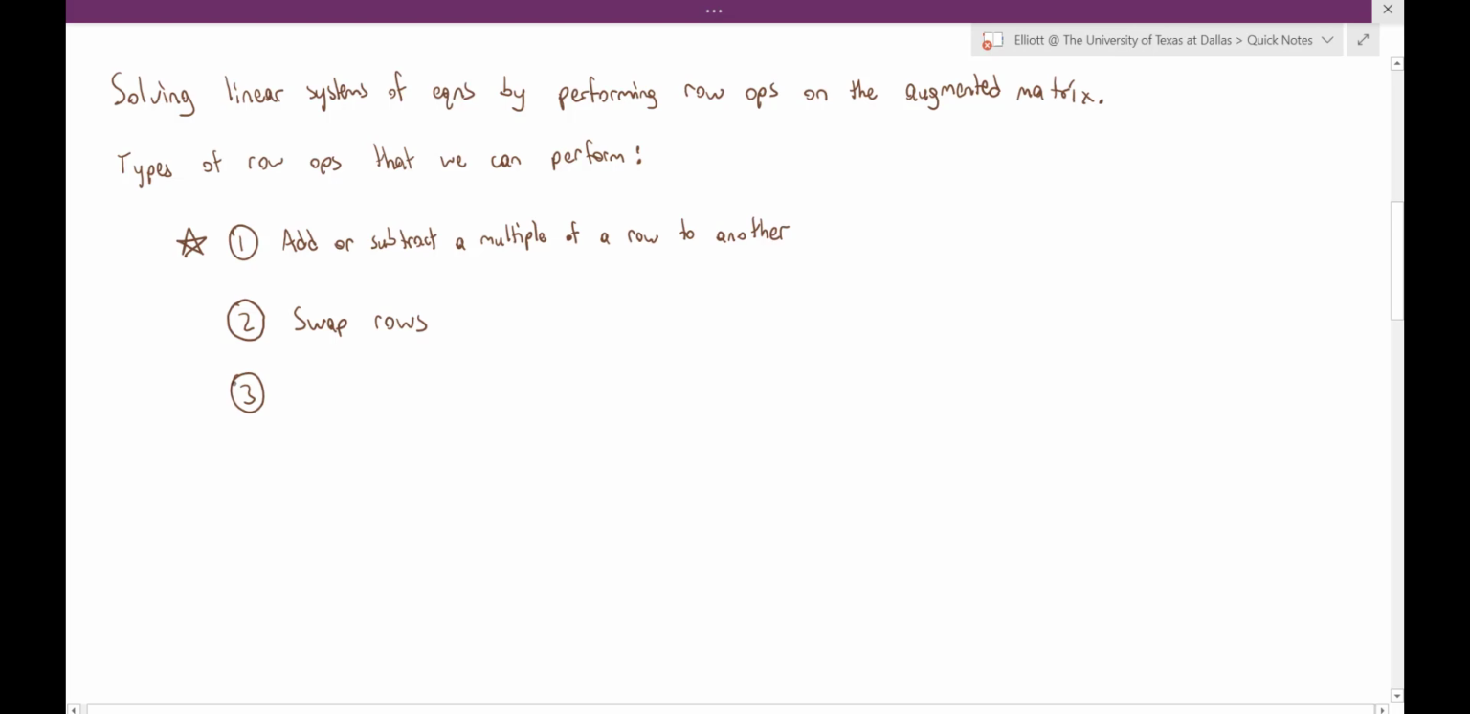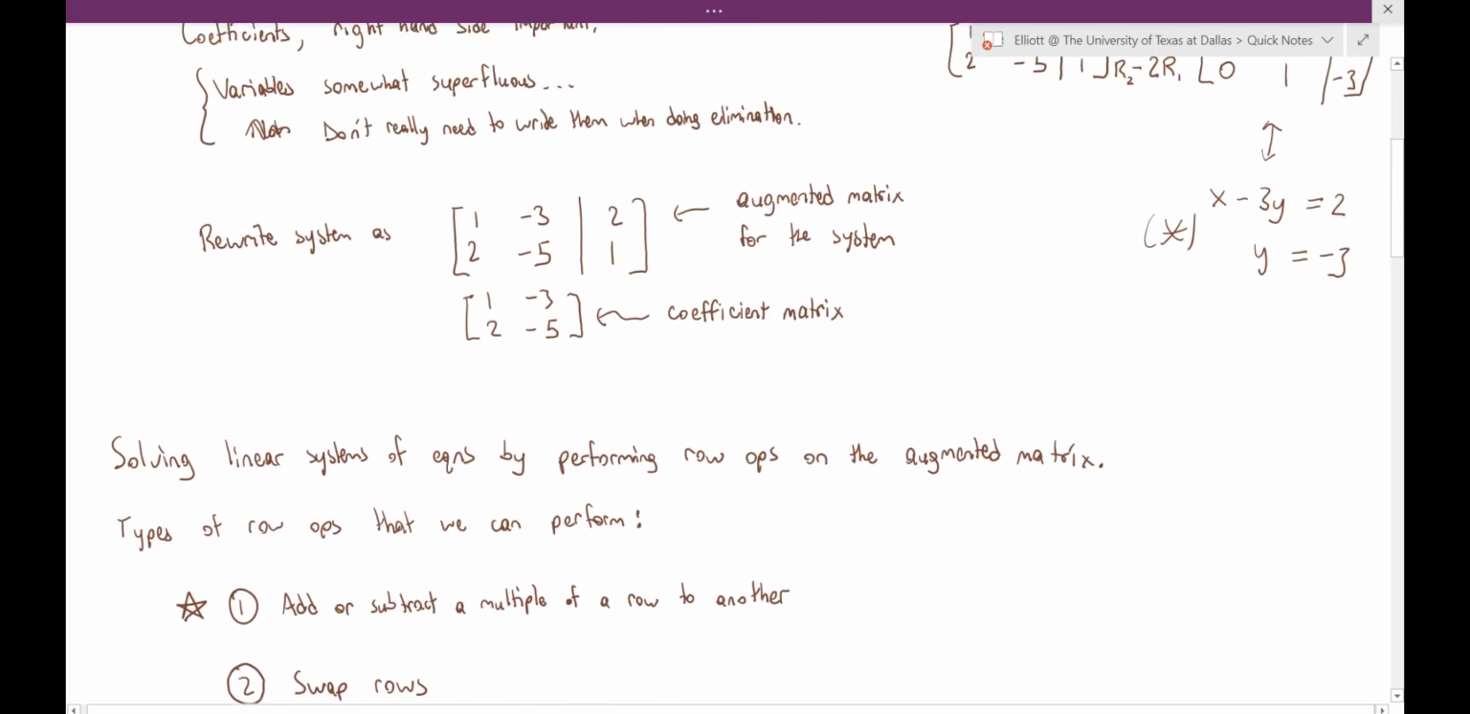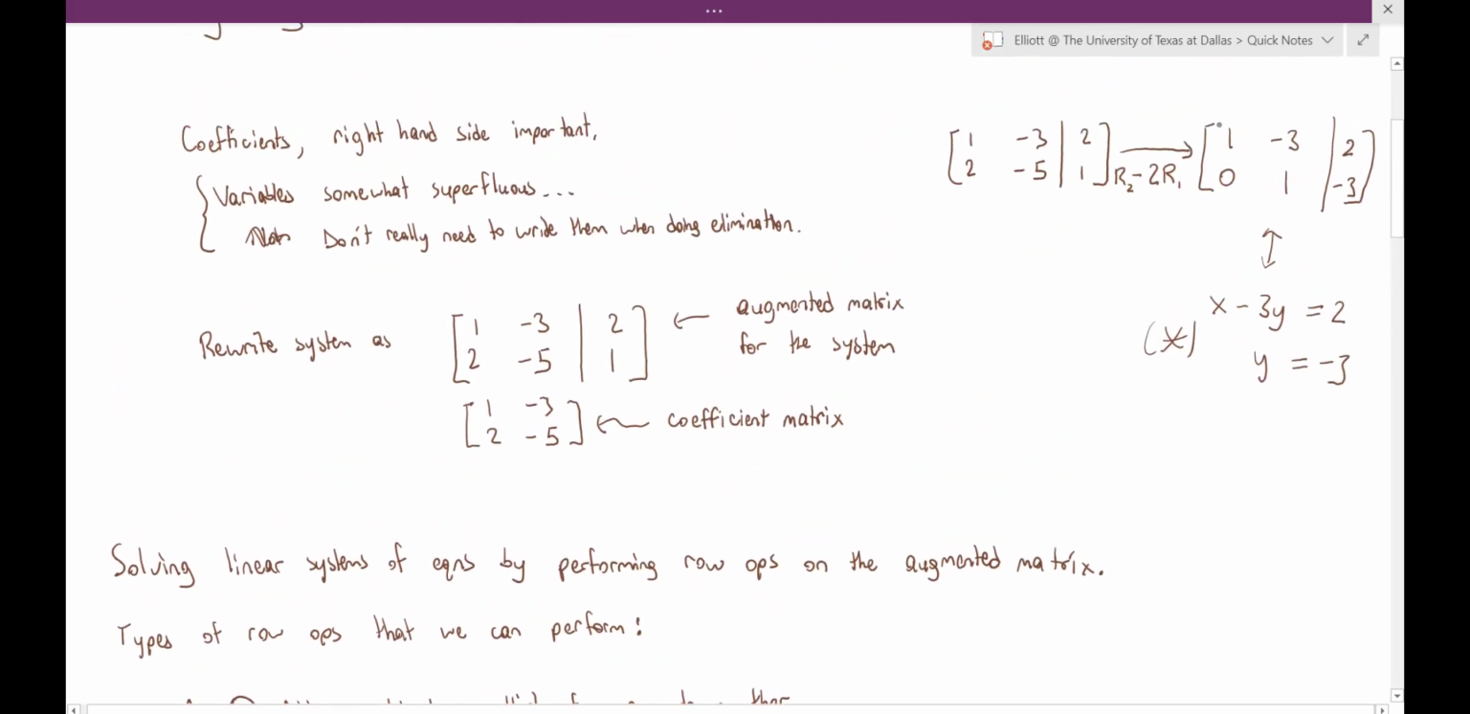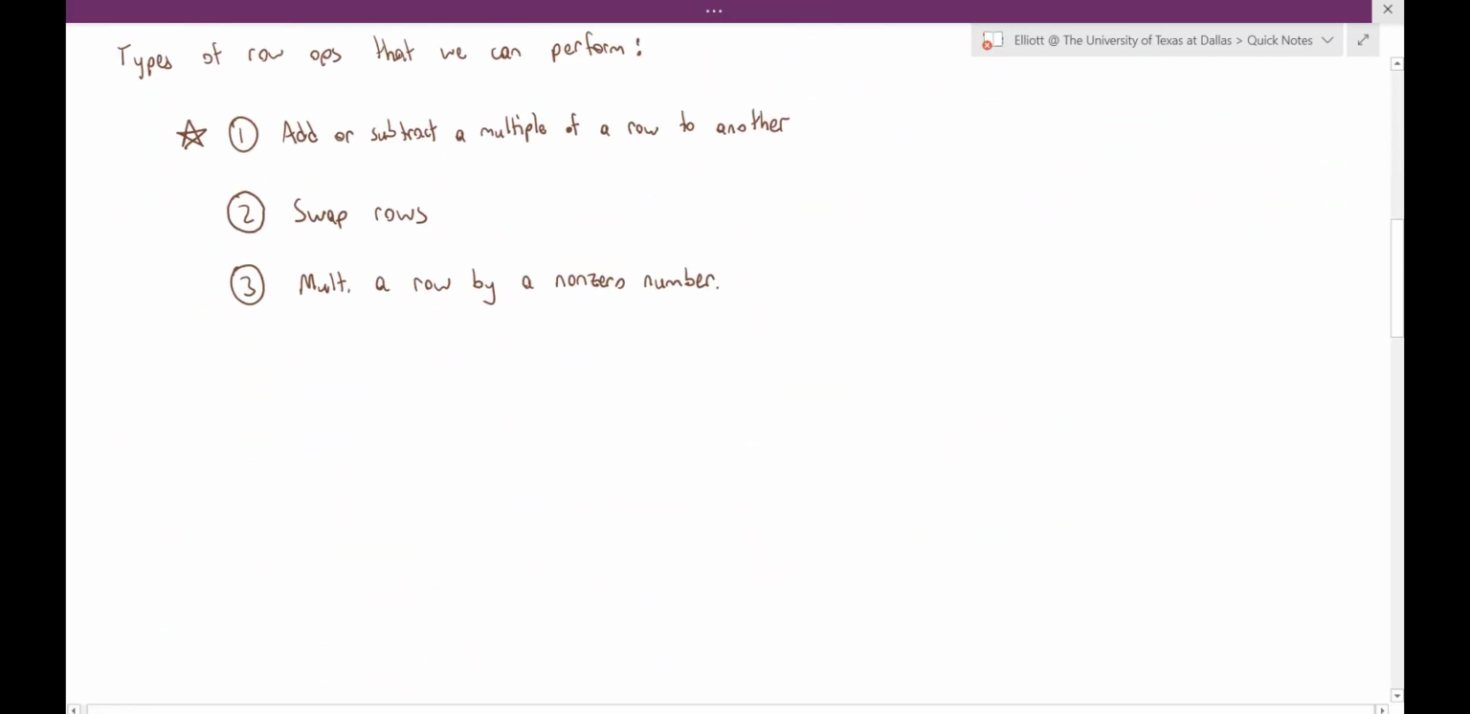Last, you can also multiply a row by a non-zero number. So that would correspond to, say, multiplying this first row here by a number. That would just correspond to multiplying both sides of this equation by that number. And of course, if you multiply both sides of an equation by a non-zero number, it doesn't actually change the equation. Or rather, you get an equivalent equation.